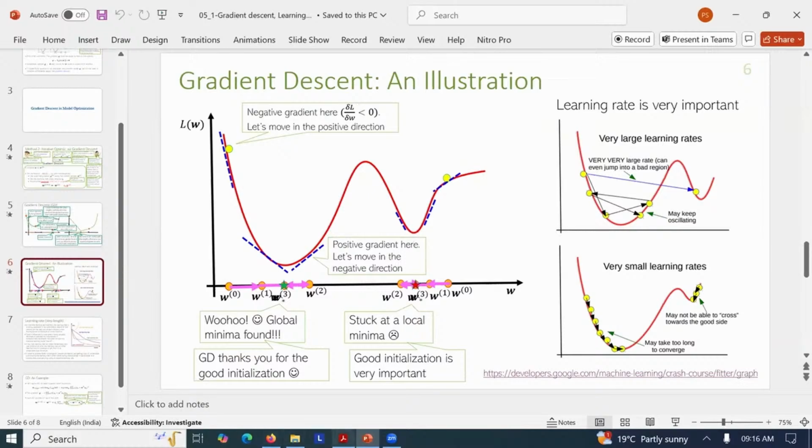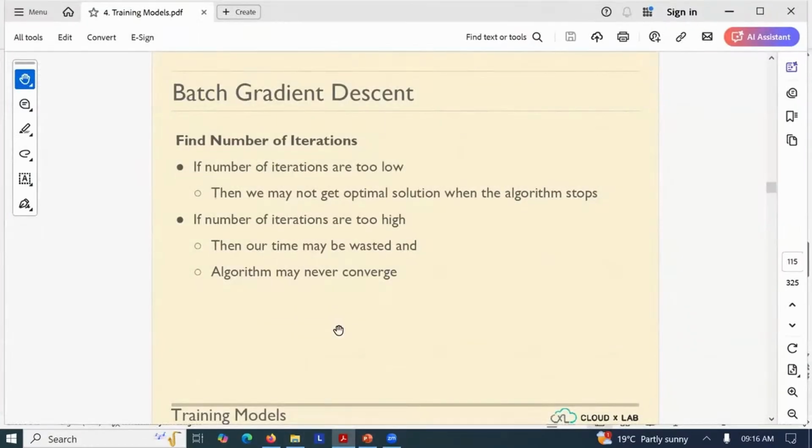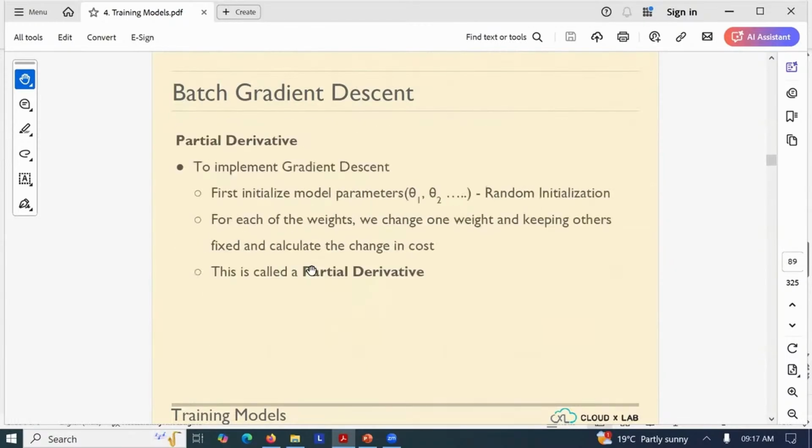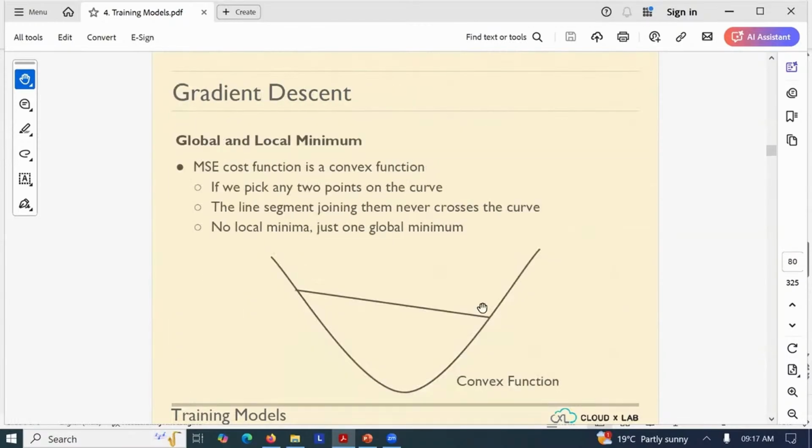Okay, but for linear regression, we will not have any problem, because the function that we are minimizing is a convex function, right? X square is a convex function. X square is a parabola, right? So in this type of function, we will only have one solution, and that solution is a global solution. So if you use gradient descent for a convex function, you will always get the global solution, because in this case we will only have one solution, right?